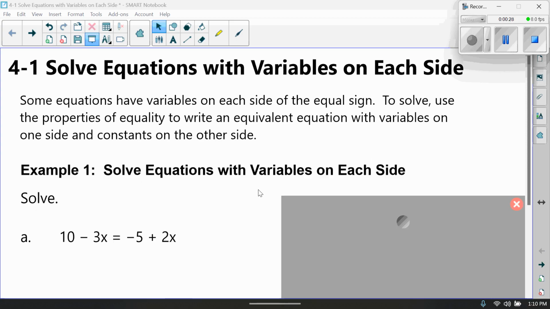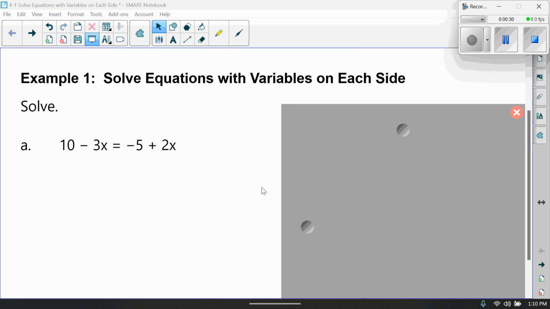All right, so the first example, and you guys, you just have to write example 1. You don't have to write the title of this because it's the same title as the actual lesson. And you probably already wrote it down in the margin. So here we have 10 minus 3x is equal to negative 5 plus 2x.